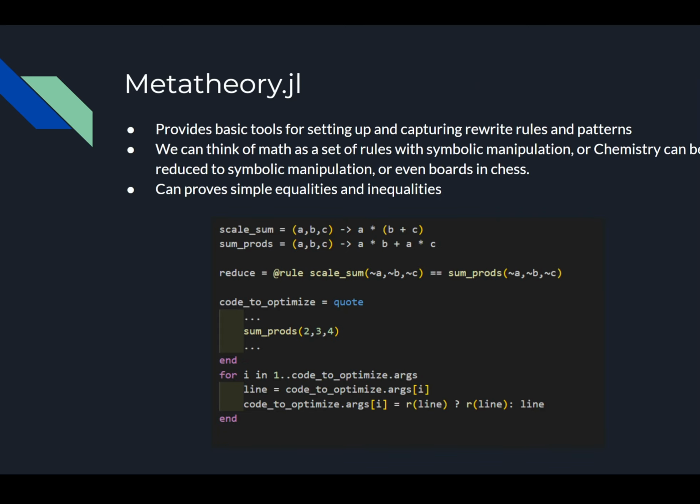MetaTheory.jl is what I use in the back end of my programming language for my project. I just have one simple example. It's a package in Julia that handles capturing rewrites, rules, and patterns. It builds a lot of useful metaprogramming that's very helpful for creating theories and the results produced from those theories. For instance, we get to give math as a set of beginning rules like axioms, and then rules that can operate on those axioms. And chemistry, like in Catalyst.jl, can be reduced to symbolic manipulation.